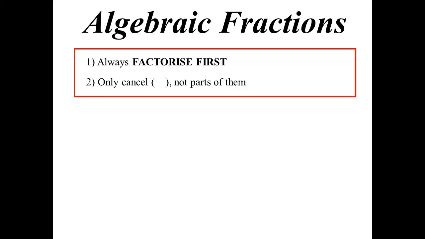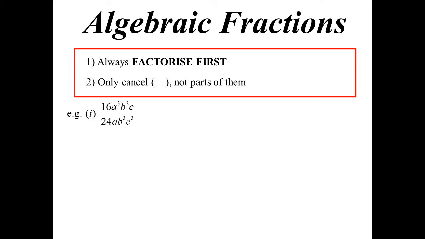So fractions, but more particularly algebraic fractions. Always factorise first. Before you do anything with algebraic fractions, you factorise. Then once you've got that, you can cancel, but only cancel complete factors, not bits of them. You see, we love cancelling. Oh, there's an x, there's an x. You can only do it if the factor is the same.